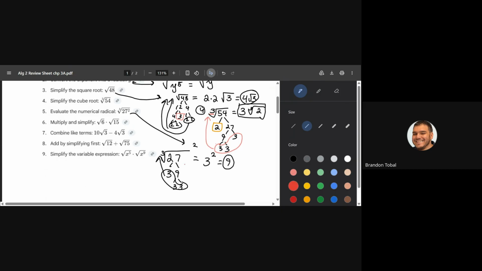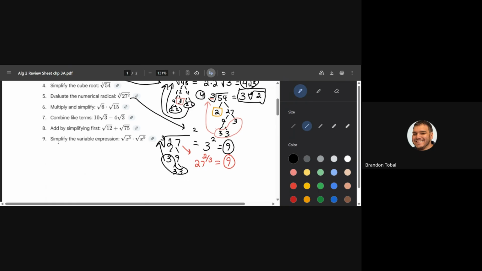A second option is to take your calculator and plug in 27 to the power of 2 over 3. If you plug that into your calculator, you will also get 9. So if you know how to use your calculator, use it to your advantage. All right, number 6.